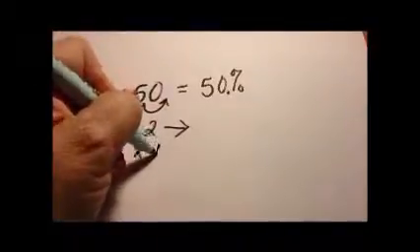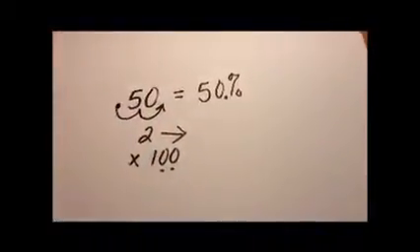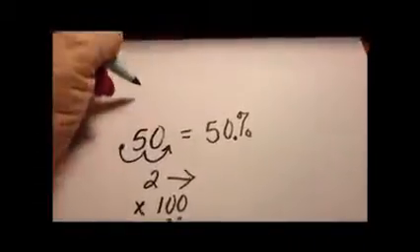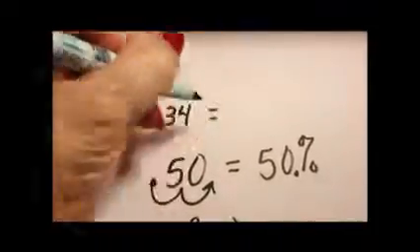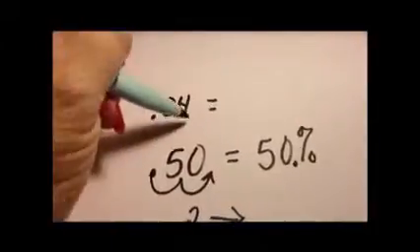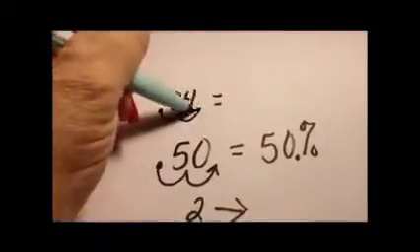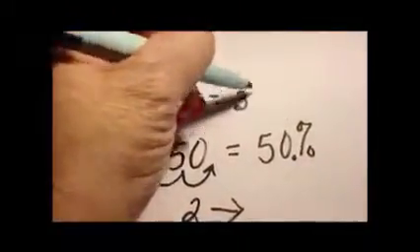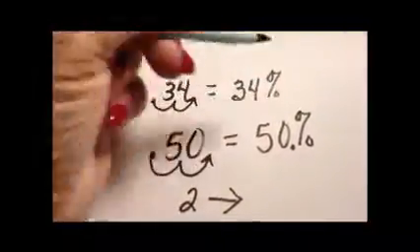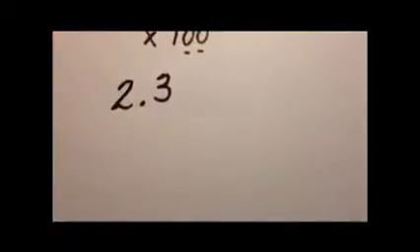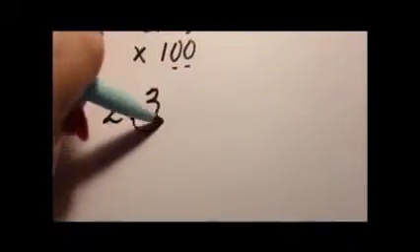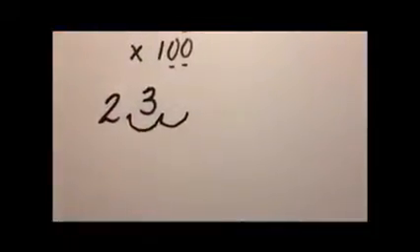But if we have another example such as 0.34, we will move the decimal 2 places to the right to write that as a percent, which would make it 34%. You can also think of percent as meaning per 100. So it could be a fraction with a denominator of 100.